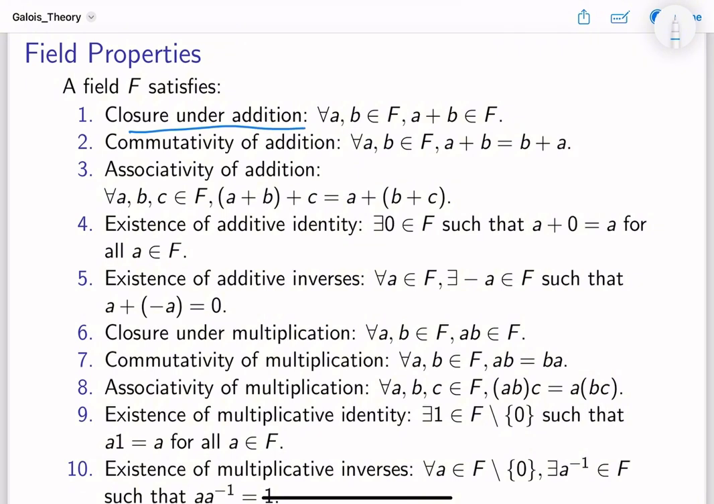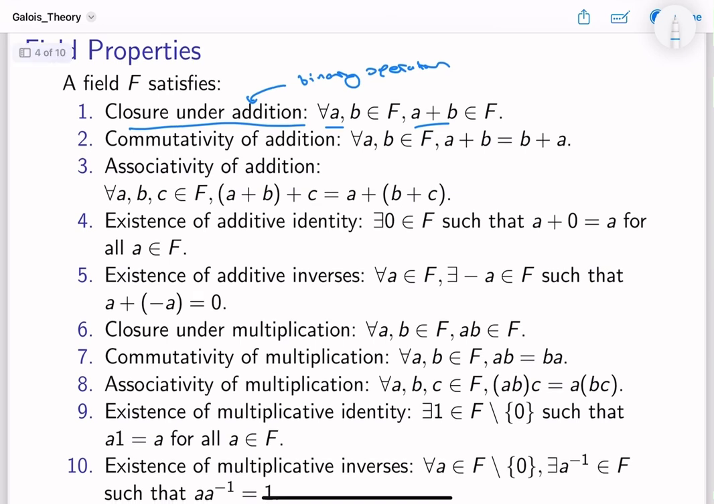We require the operation addition to be a binary operator. I remind you that what that means is that we require closure under addition. If we take any two elements, they have to add up to an element in the field. And the other thing that we require is commutativity, because it's an abelian group. So it's an abelian group over addition. So here we're talking about F with addition in these first few properties.